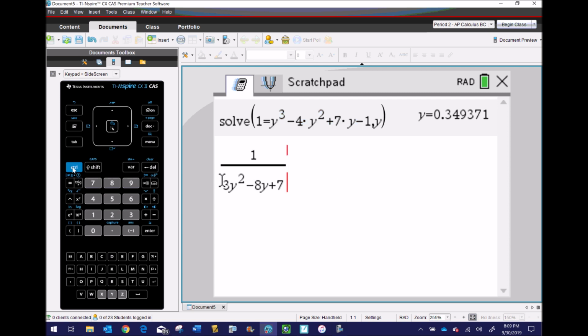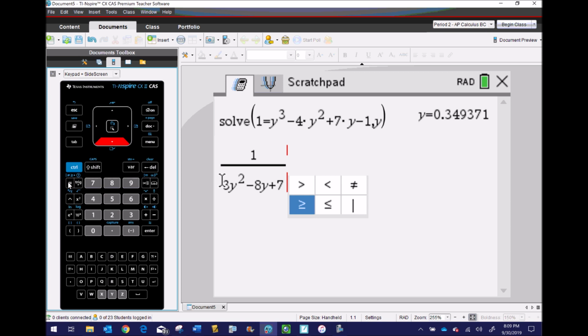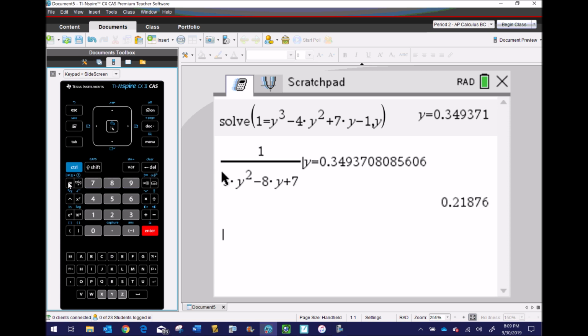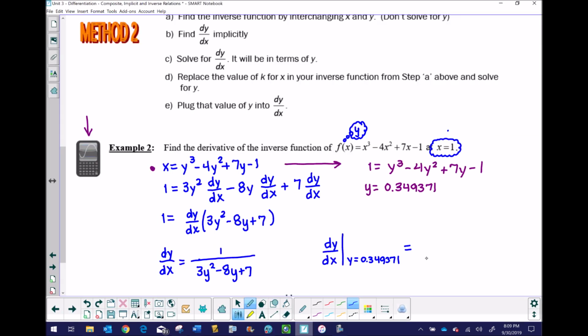In any event, I'm going to go ahead and evaluate this, and a very neat strategy here so that you don't have to type in that long decimal, I can just simply go up, highlight it, and hit enter. I didn't really feel a need to store that decimal because I'm only going to use it one time here. And once I do so, I will get the answer that I'm looking for, 0.218 or 0.219 if you want to round. Either way will work. And that would close out example 2.